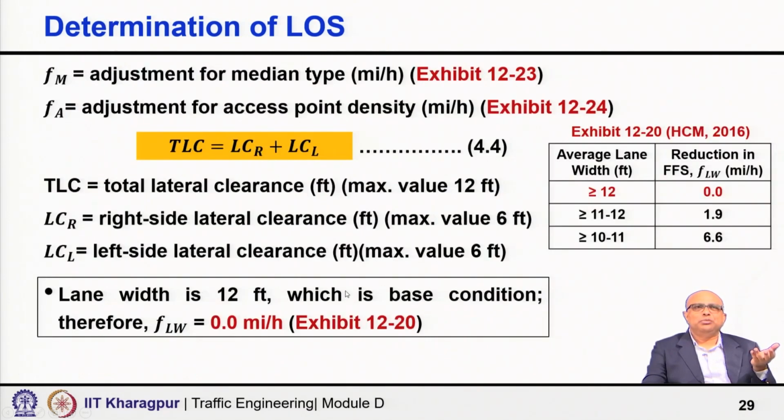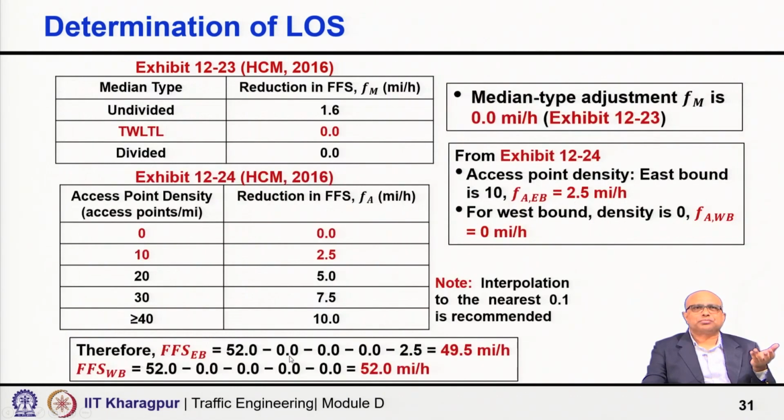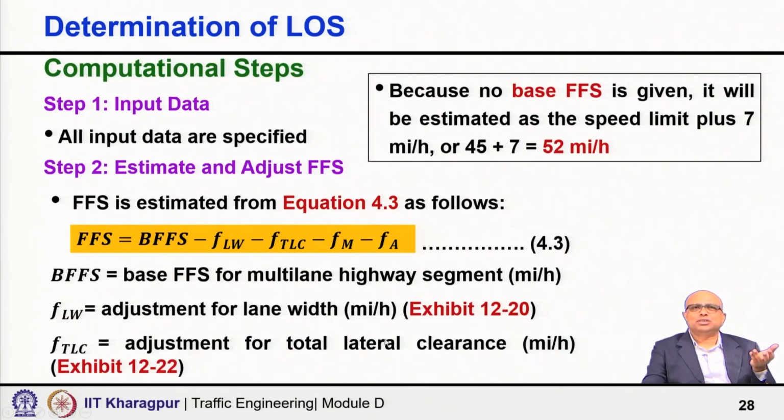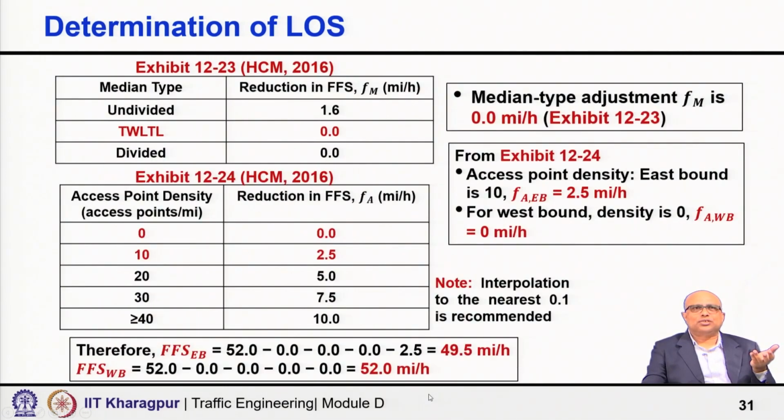Then FM, FM is what? FM is the median type. Now, let us look at this median type table. It is TWLTL. So, it is again 0. So, median type adjustment is also 0, and what is remaining now is the FA, that is adjustment for access point density. Now, let us go to an appropriate table for calculating the access point density.